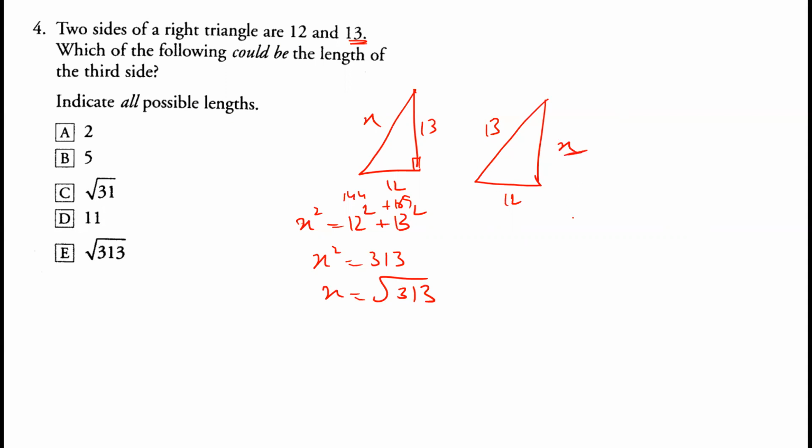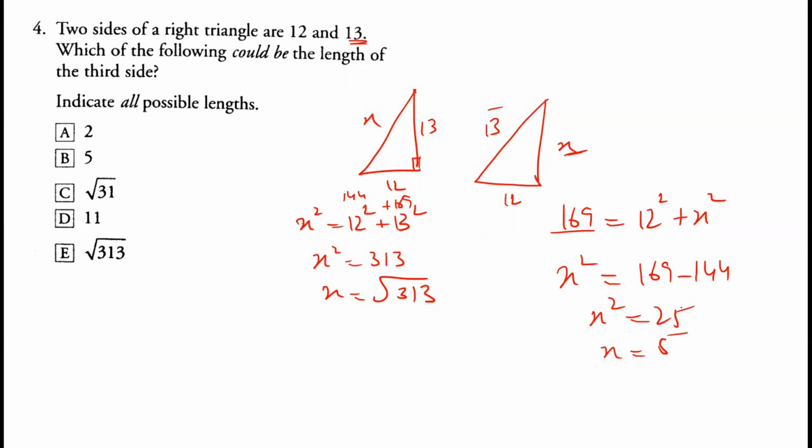Or 169 equals 12 squared, that is 144, plus x squared. How do we get 169? That is your 13 squared. So x squared equals 169 minus 144, that is equal to 25. So x equals 5. So we have either this or this: option B or E.